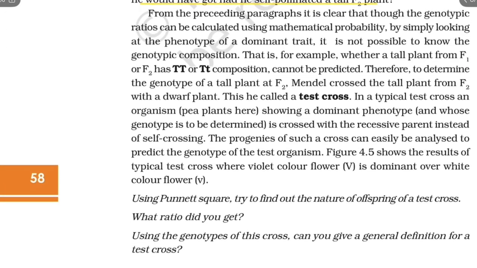From the preceding paragraphs, it is clear that genotypic ratios can be calculated using mathematical probability, but simply by looking at the phenotype of a dominant trait, it is not possible to know the genotypic composition. That is, for example, whether a tall plant from F1 or F2 has TT or Tt composition cannot be predicted. Therefore, to determine the genotype of a tall plant at F2, Mendel crossed the tall plant from F2 with a dwarf plant. This is called a test cross.